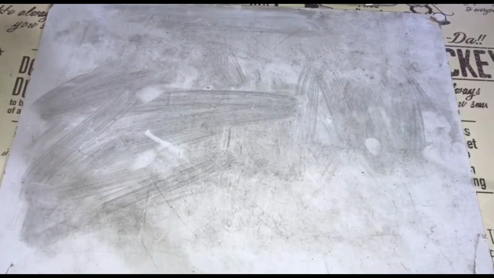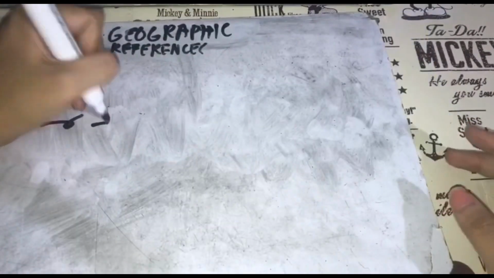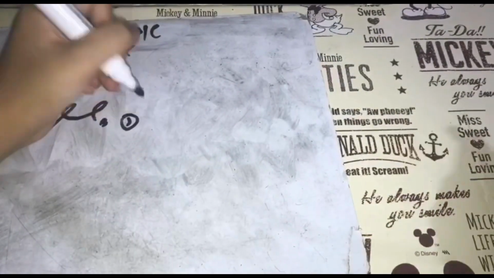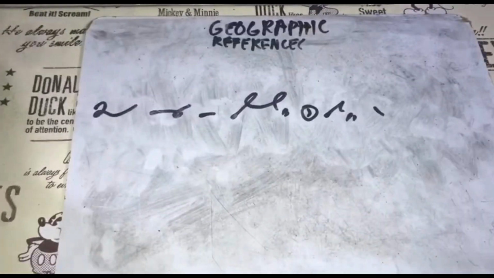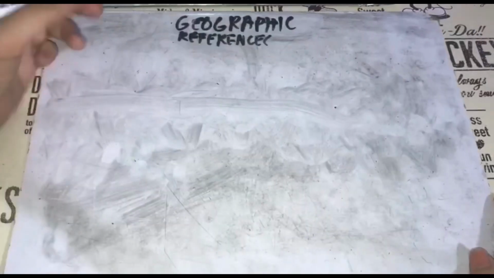A geographic comma is indicated by this example. We will meet in Dallas, comma, Texas, period. We will meet in Dallas, comma, Texas, period.